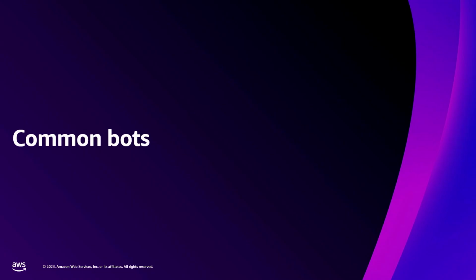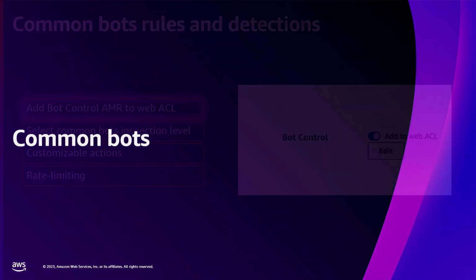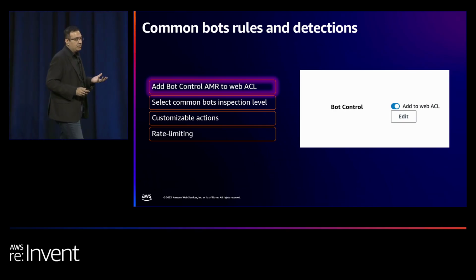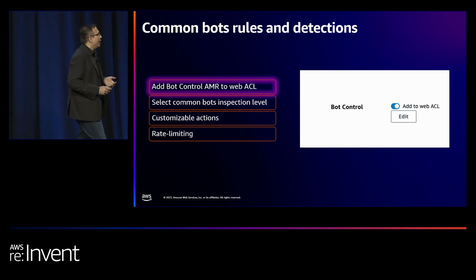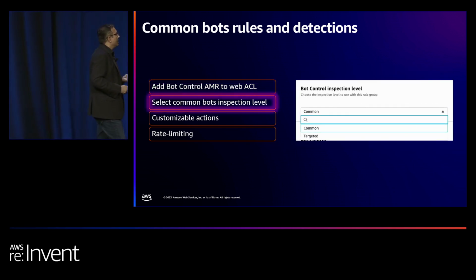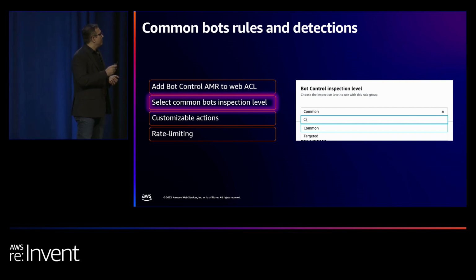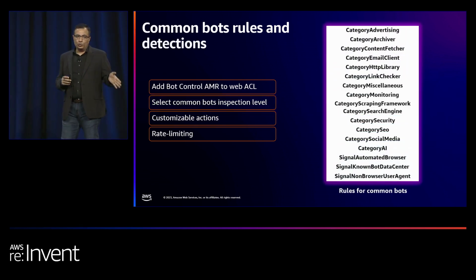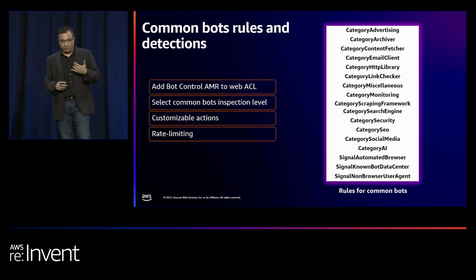Let's go into common bots. As I mentioned earlier, the common bot rule sets are designed for managing good bots. To get started with it, you take the bot control AMR, you add it to the WebACL, and this is where the inspection level comes into play, where you select the inspection level as common. Once you do that, these are all the rules within the common bot category that become available to you.